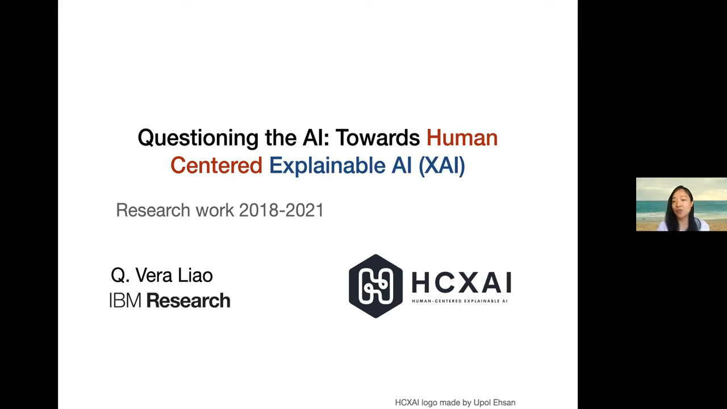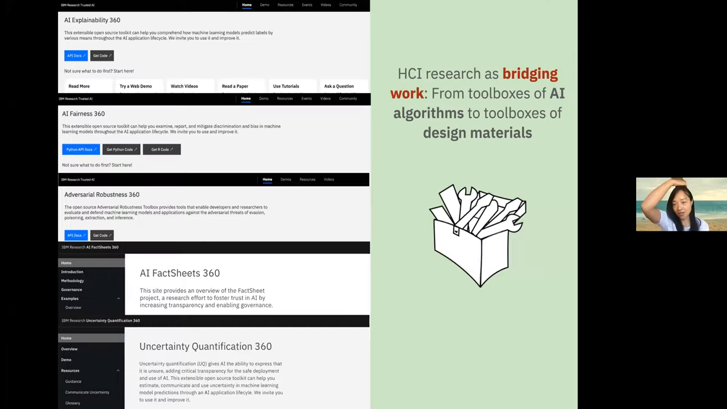I want to share some work that my colleagues and I at IBM Research have been doing on the topic of human-centered explainable AI. I want to say a few things to situate the work we do. I am a human-computer interaction (HCI) researcher. I work under this area of trusted AI. Most of my research colleagues are AI researchers. They work on developing new AI algorithms.